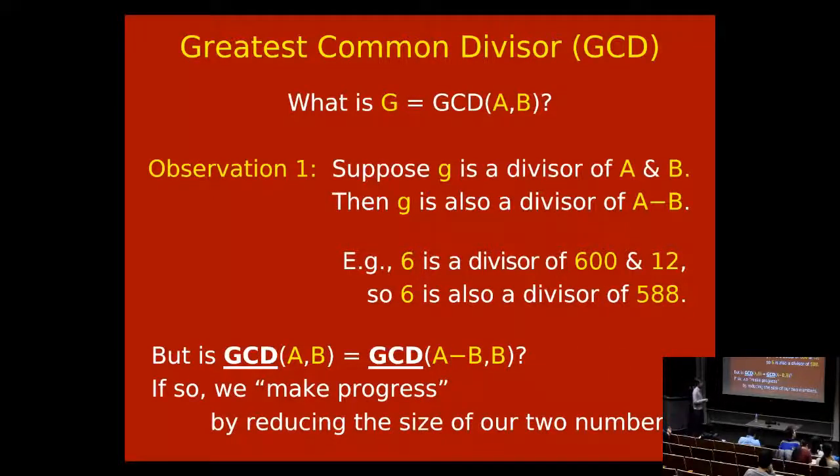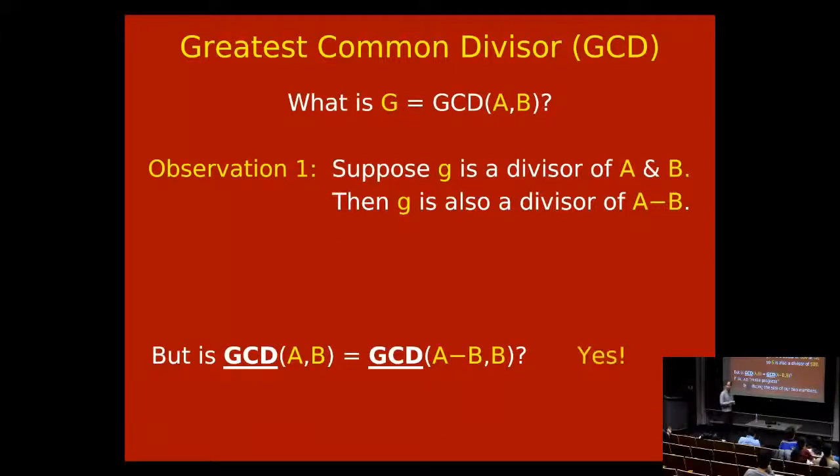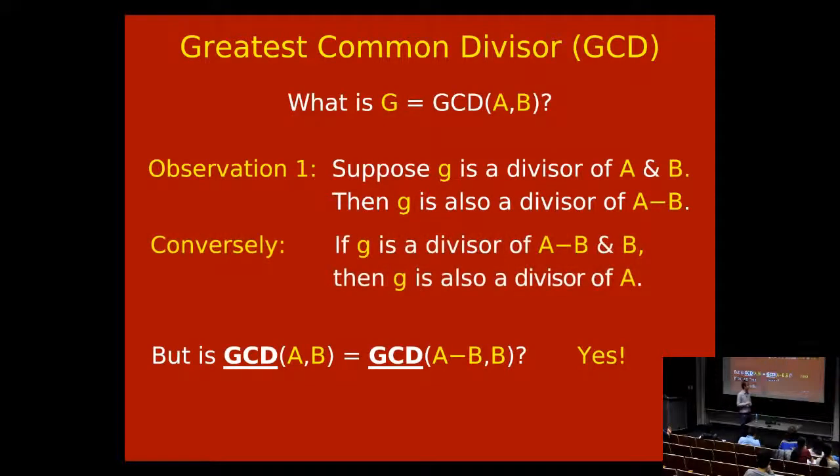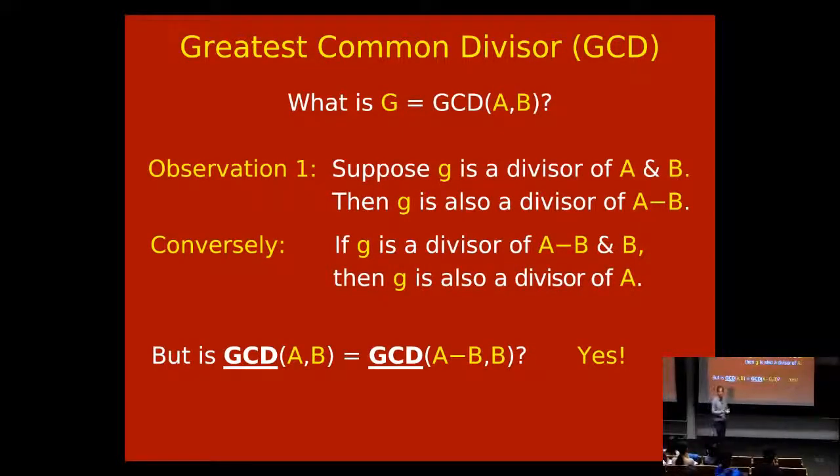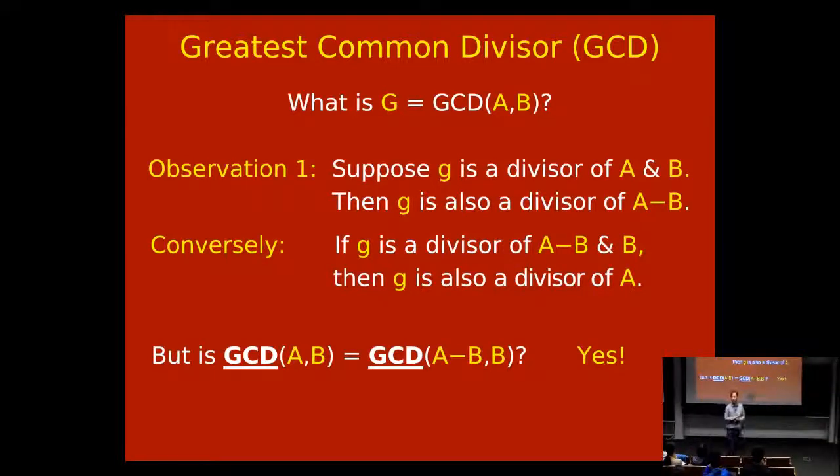But is this really true? Yeah, it is true. Because conversely, if you have some divisor G that divides into A minus B and B, then it also divides into A. If this is a multiple of G and this is a multiple of G, then their sum is also a multiple of G. So in fact, every number that divides A minus B and B also divides A, and conversely. So the largest common divisor has to be the same.